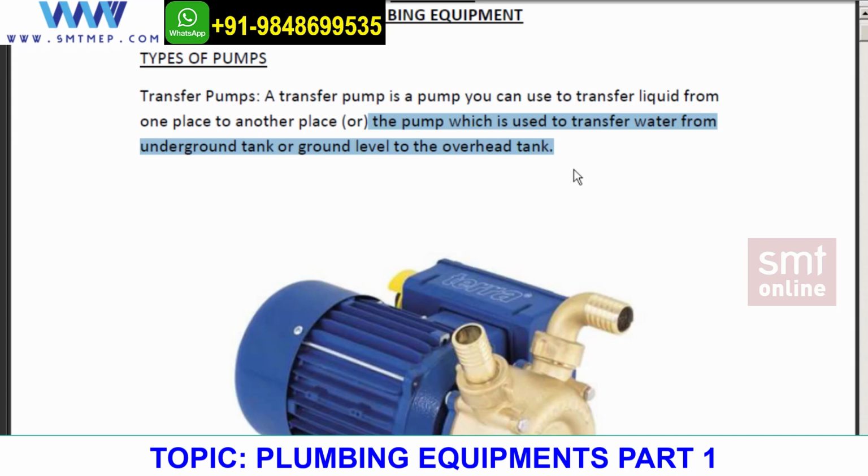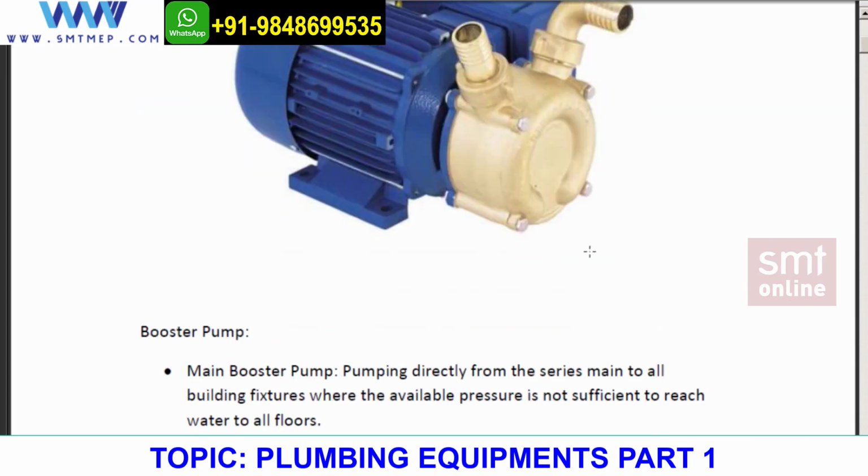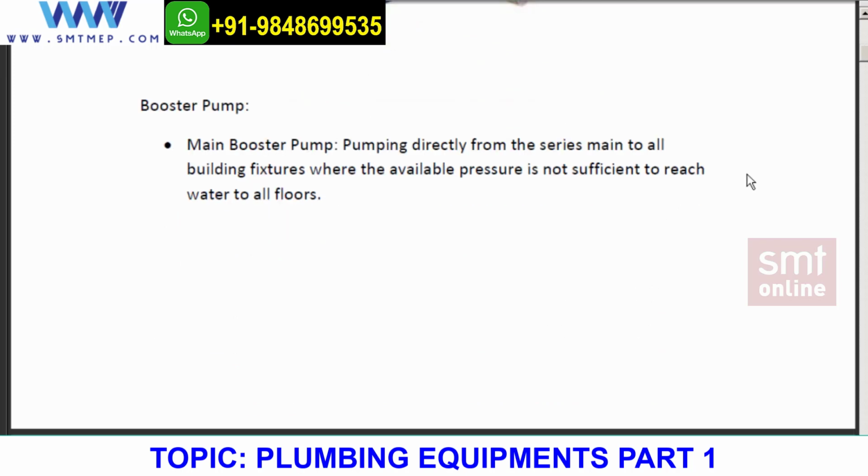On that third floor, I need to pump up this water into the overhead tank. So it just sucks from the ground floor and pumps to the tank located on the third floor. This is what a transfer pump does. Make sure this transfer pump is nowhere connected with the fixtures. Don't get confused. It goes directly from this tank to that tank. That's it. Next is a booster pump.